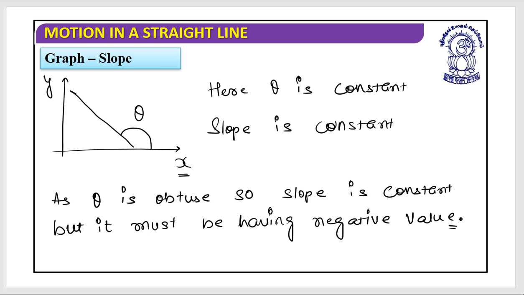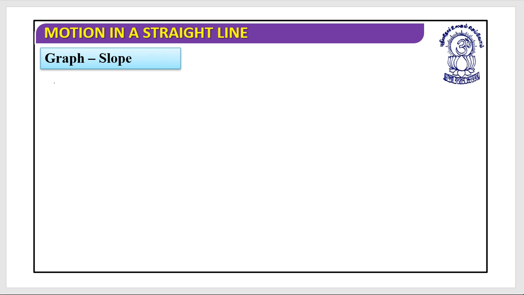So this is not a decreasing slope. This is a constant slope, but its value would be a negative value. I hope this is clear. This is a slope having a constant value, but that value would be negative. I hope you understand this. Are you sure? Okay, let's move on and look at a new slope.